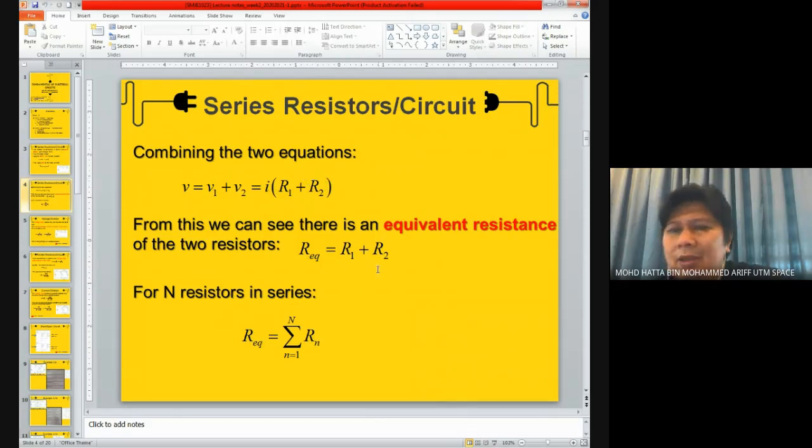Actually, this is a complicated way to explain a series circuit. By the way, in a series circuit, all you need to know is that the equivalent resistance is just the sum of all resistors in series. Using this equation, R equivalent equals R1 plus R2, and so on and so forth, if you have more than two resistors in your circuit connected in series.